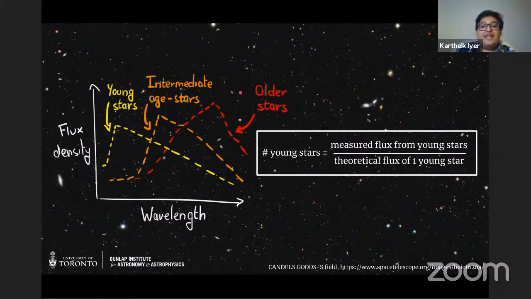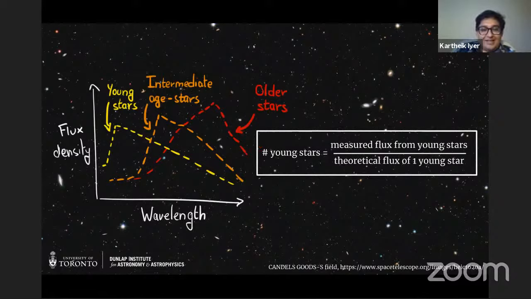So if I want to now find the number of young stars, all I need to do is say, how much light do I expect from one young star? And if I divide the total observed amount of light from all the young stars by the amount of light I expect from one young star, I can estimate the number of young stars, right? So this is amazing, because now we can start talking about the number of stars in this galaxy.